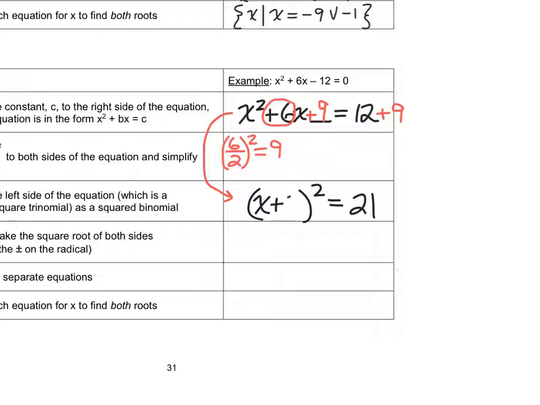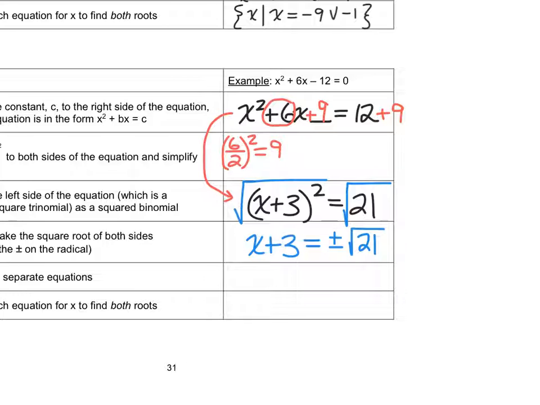X plus 3 is a quantity squared. All right, so then we're going to take the square root of both sides of the equation. Actively taking the square root makes a radical, but that radical involves a plus or minus. So x plus 3 equals plus or minus the square root of 21.